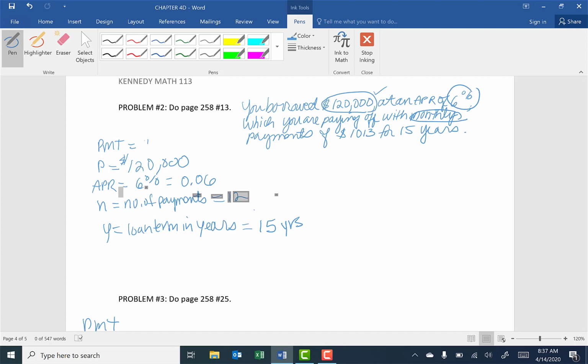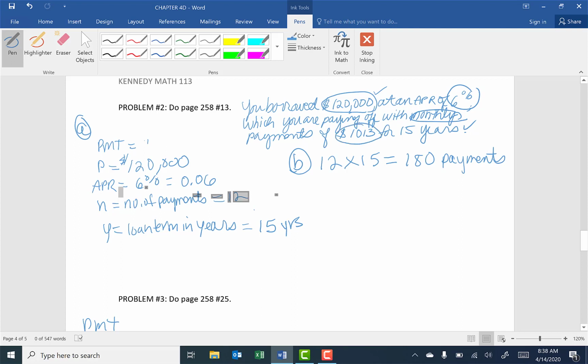Now part B in your book states the following. How many total payments does the loan require? What is the total amount paid over the full term of the loan? Well, if we're making 12 payments in a year, because it's monthly, and we're going for 15 years, we would take 12 times 15 to find out how many total payments we'll be making. And we'll be making 180 payments over 15 years.